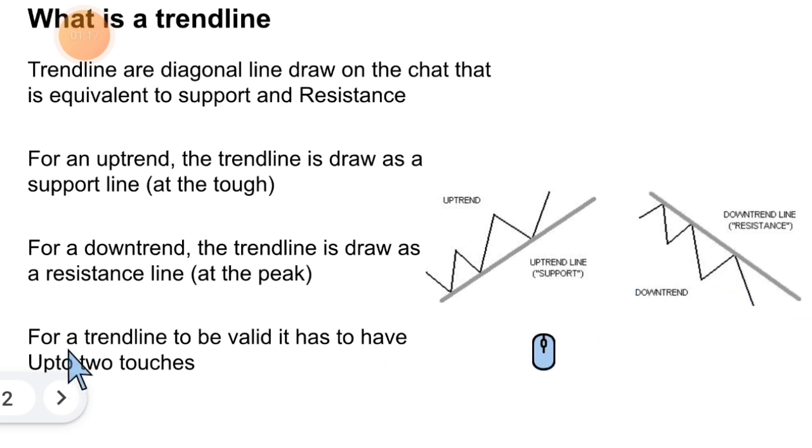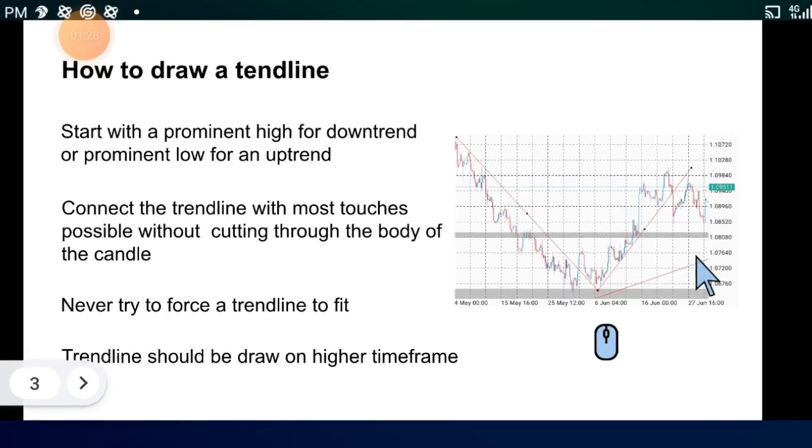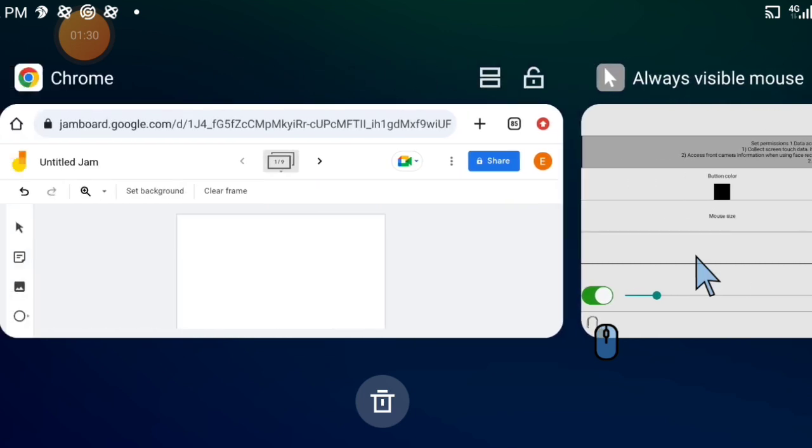So for a trend line to be valid, it has to have more than two touches. You can see here we have 1, 2, and then we have the third touch here. So let's have some illustration using our Google dashboard.